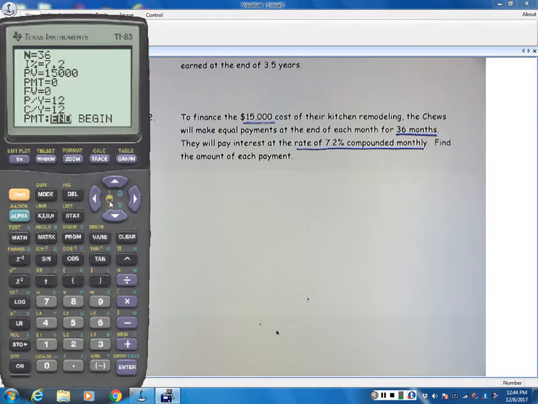And the future value, of course, they want to be 0 because they want the loan to be paid off. And then 12 payments per year and 12 compoundings per year. And it says at the end of the month, so we're going to leave that payment setting at the bottom as end instead of beginning.